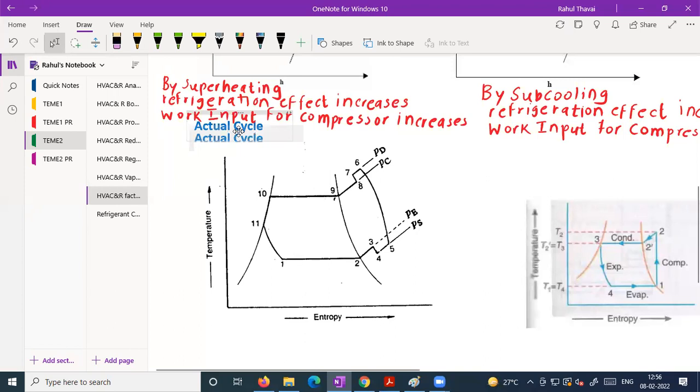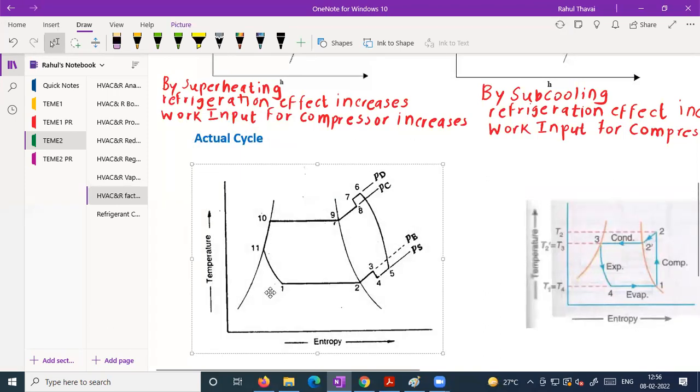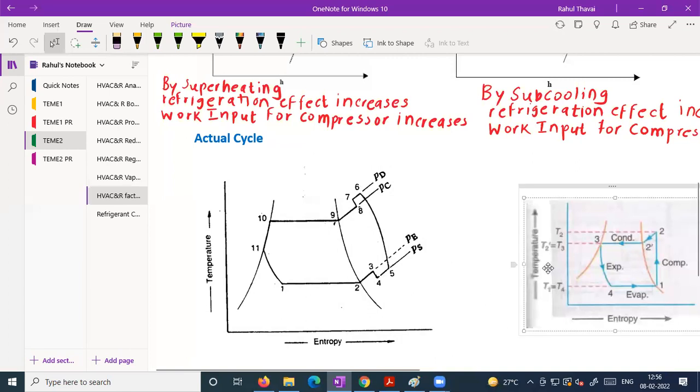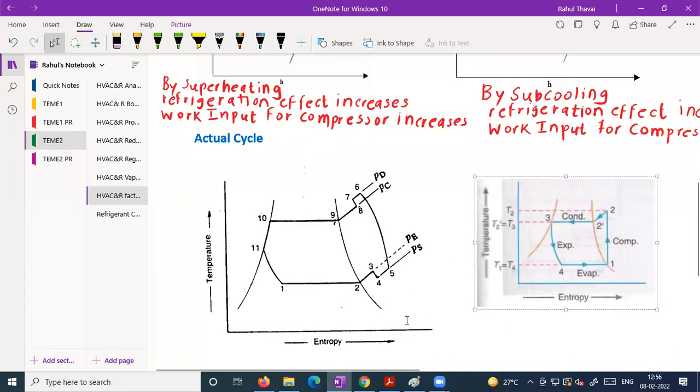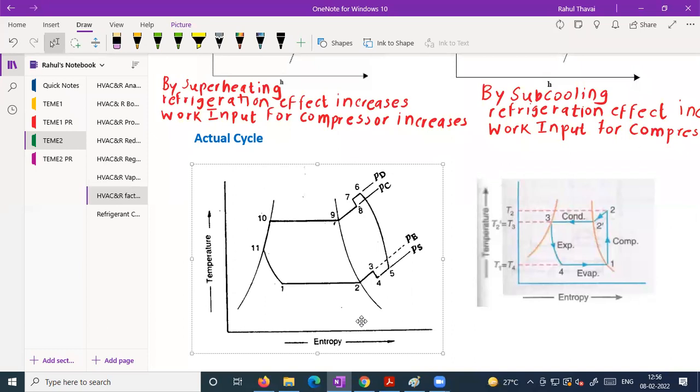For the ideal cycle, we have seen four cases. Out of that, I've just taken one case. Now let us compare this with this one. What difference do you observe here between ideal and actual? Let us try to see the processes.